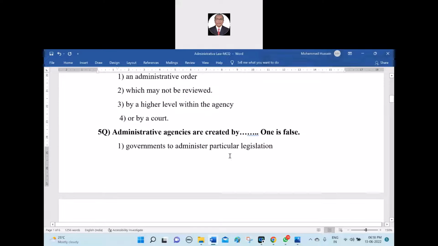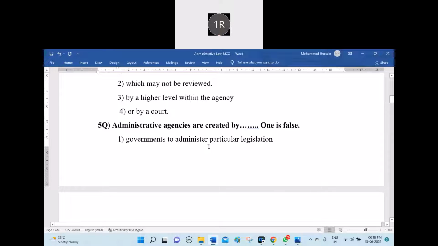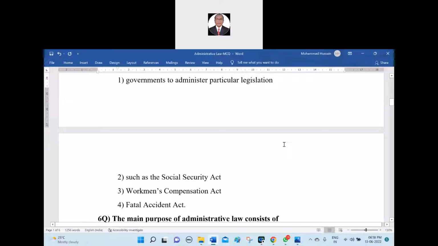Very good, very good. The fifth question. Administrative agencies are created by dash. One is false and three are correct. Number one, government to administer particular legislation. Two, such as the Social Security Act. Three, Workman Compensation Act. Fourth, Fatal Accident Act.